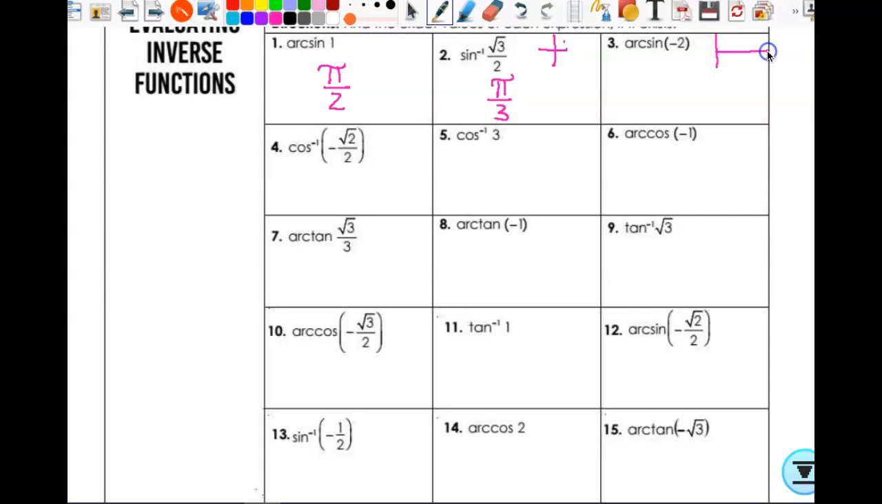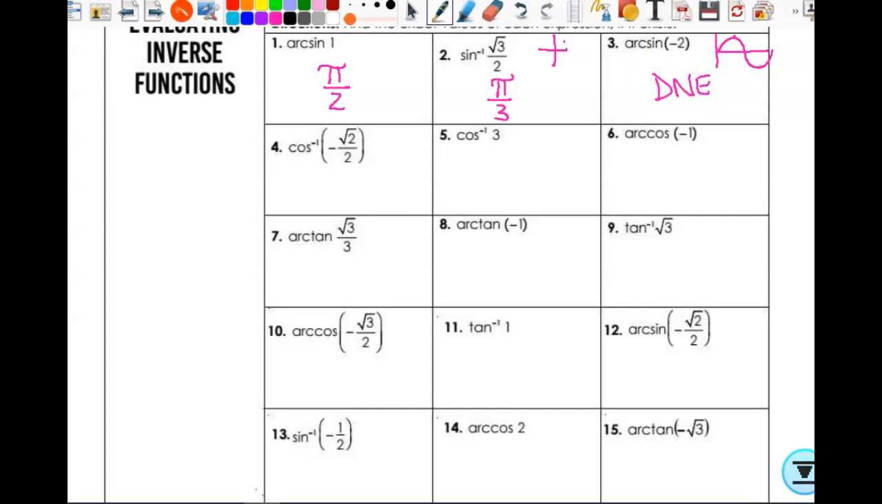Think about your parent function for sine, right? Not even the restricted one, just that. When does sine have a value of negative 2? What is this sine value right here? 1. What's this one? Negative 1. Can you ever get a sine value of negative 2? No, because you can only go from negative 1 to 1. This just does not exist.